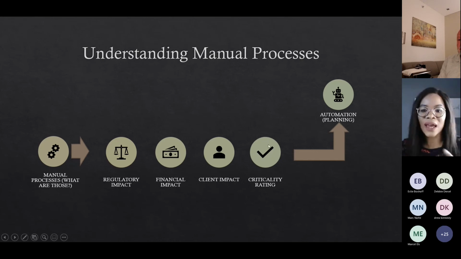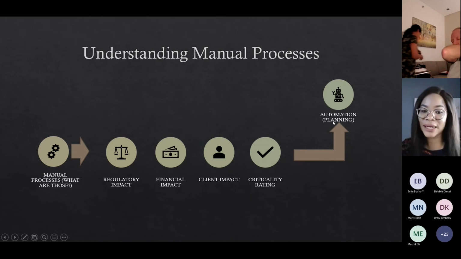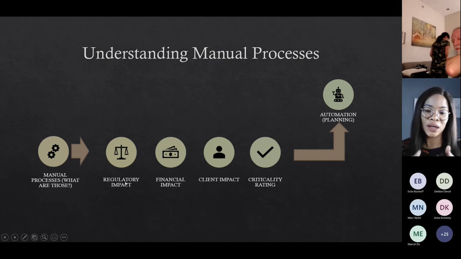Assess that as well. And also the criticality rating, because understanding how critical this is will help you plan on automating sooner, because you find that most manual processes could be automated. So after asking yourself these questions, the prioritization of what to automate and how to automate will come after you've given yourself enough time to understand your manual processes.